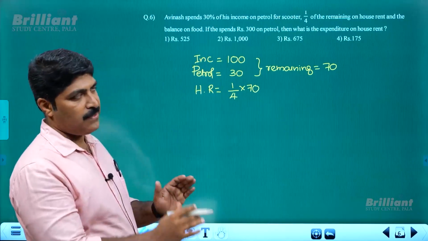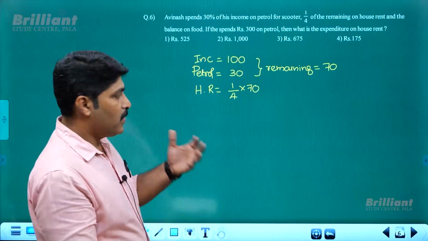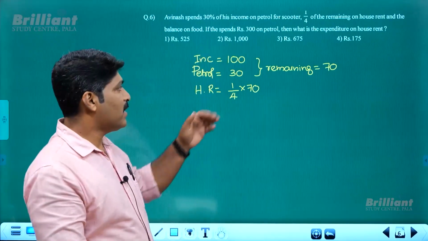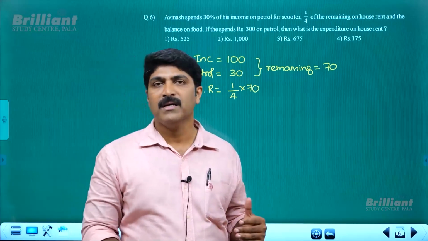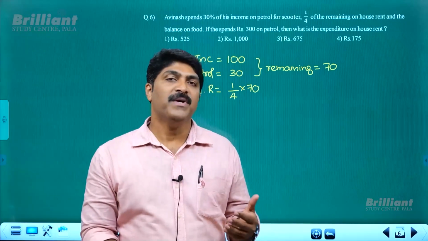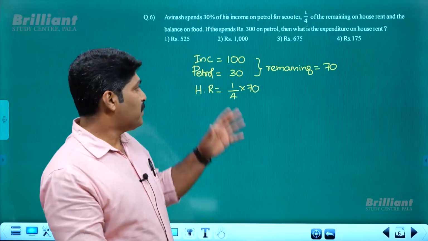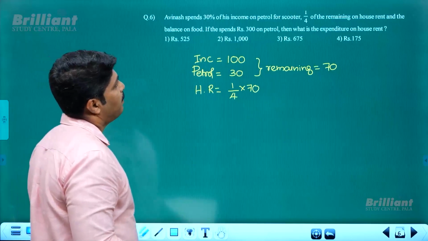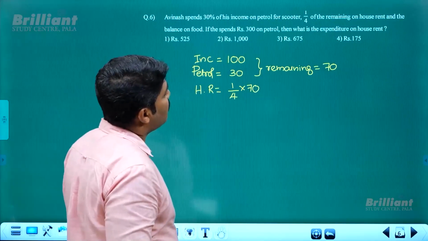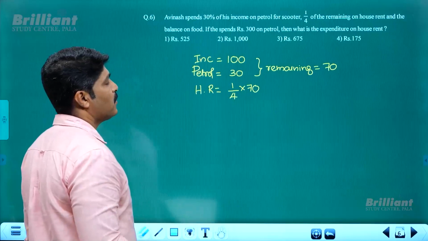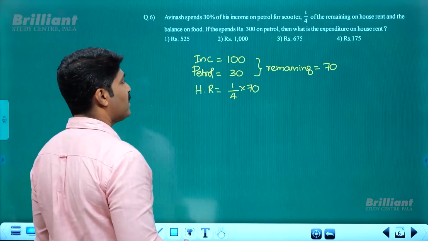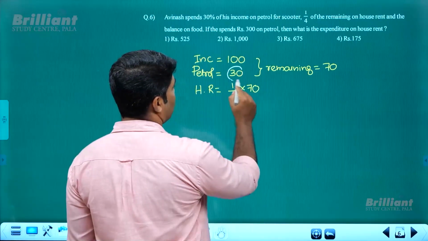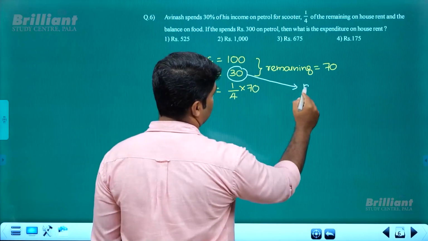Keep it like this. You don't want to simplify it right now because we have further steps of operations. Otherwise, if you keep that in the form of decimals or a much more complicated fractional form, that will badly affect our time consumption rate for solving the questions. Therefore, keep it that way itself. Then finally, if he spends rupees 300 on petrol, what is the expenditure on house rent? So here we just consider this 30. So this 30 is rupees 300.